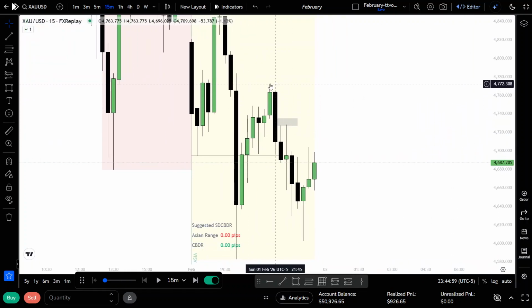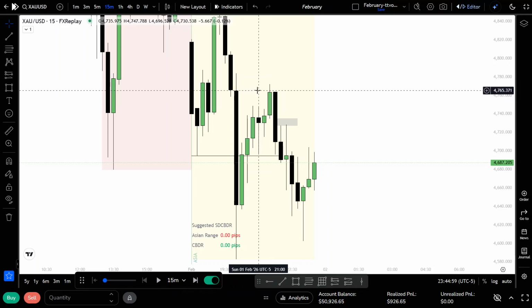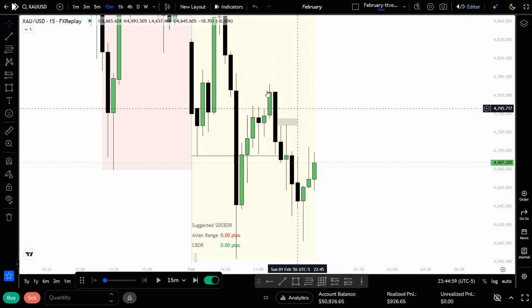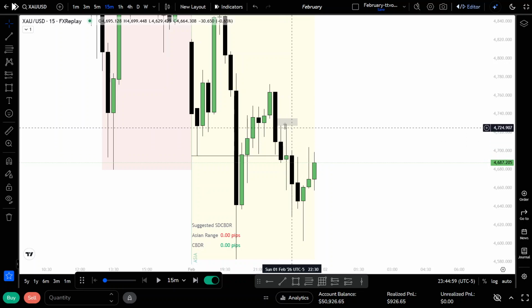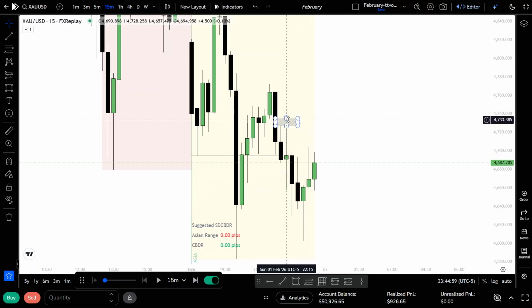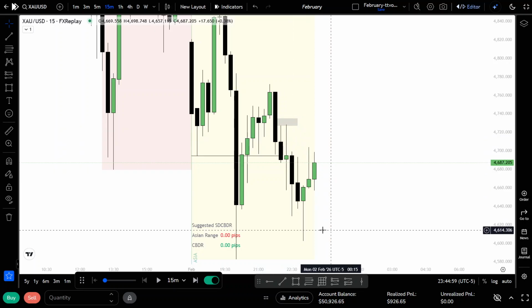It obviously came to this level. I don't know to do what. There does seem to be a small volume imbalance here. Maybe that's what price came to visit. We have that market structure shift right there, a revisit of that market structure shift into that gap, and then break the structure downwards.